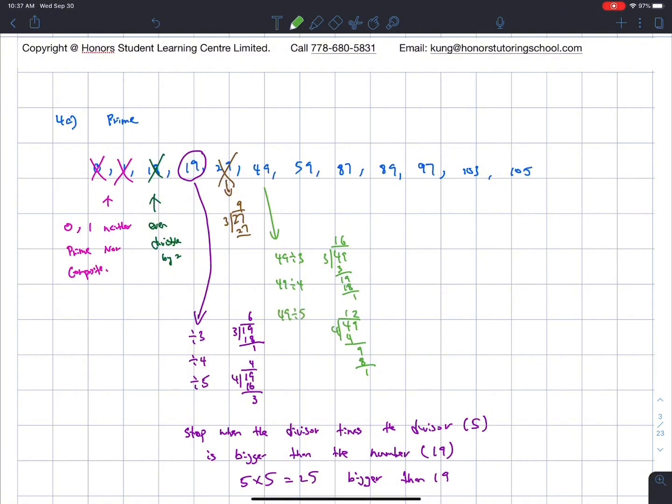5 is not divisible because it doesn't end with a 0 or 5. We can try 6. We can try it here. 6 times 8 is 48. Again, we get a remainder. And then when you try 7, you will see that it's divisible by 7. 7 times 7 is 49. So 49 would be a composite number. It's not prime.